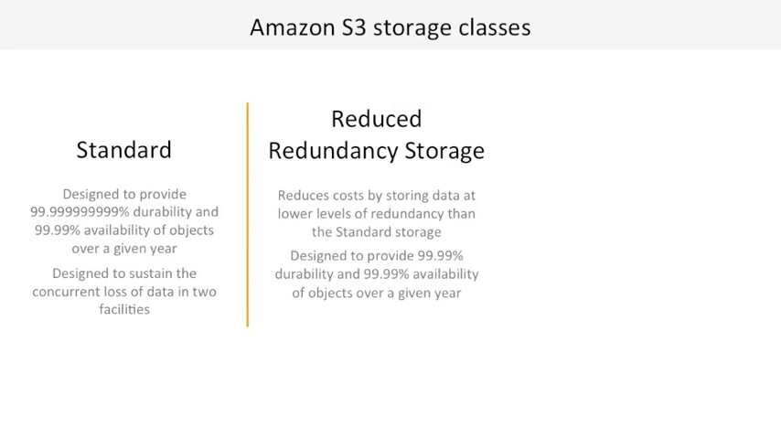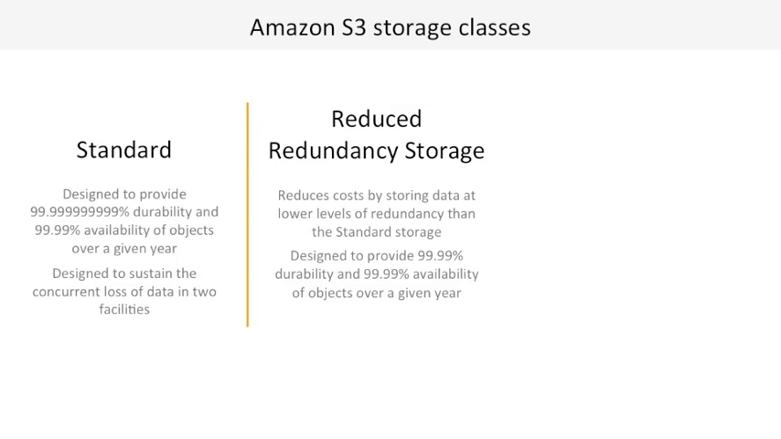But there is an alternative storage class called reduced redundancy storage, or RRS. And effectively what we're doing is making fewer copies of your data. It's a lower number of nines in durability, 4 nines, and designed to sustain the loss of data in a single facility.